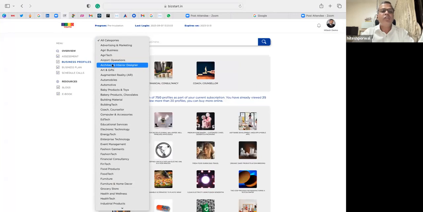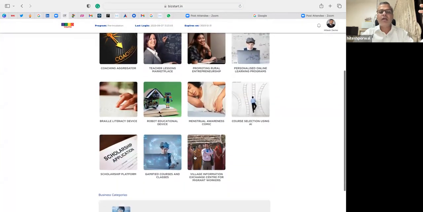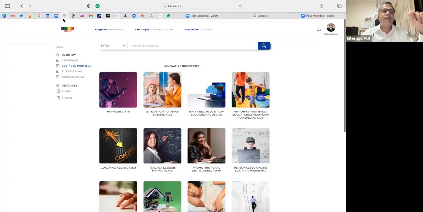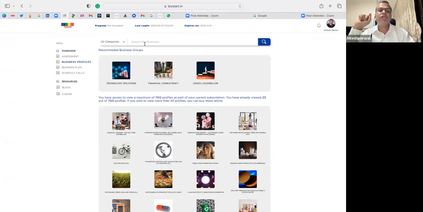Again, choose an industry. Say you're interested in edtech. You see all the names. But if you click on one, it will get tagged, right? So you can open 25 in all. Any question at this stage? If you have, put it into the chat box so that I'll address.